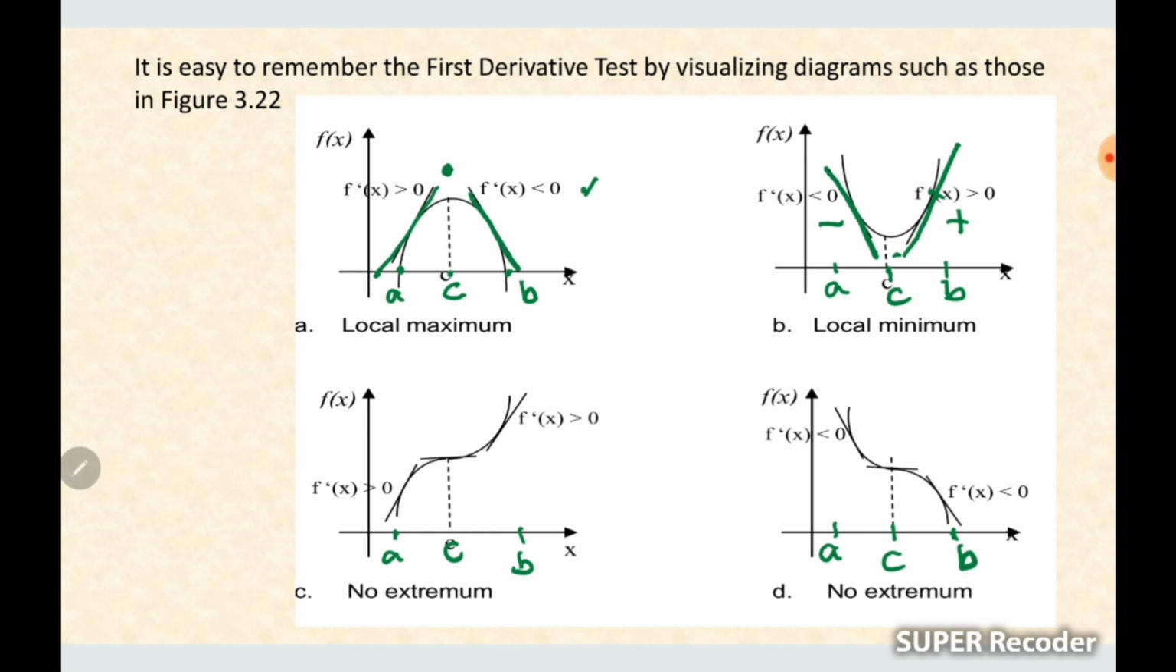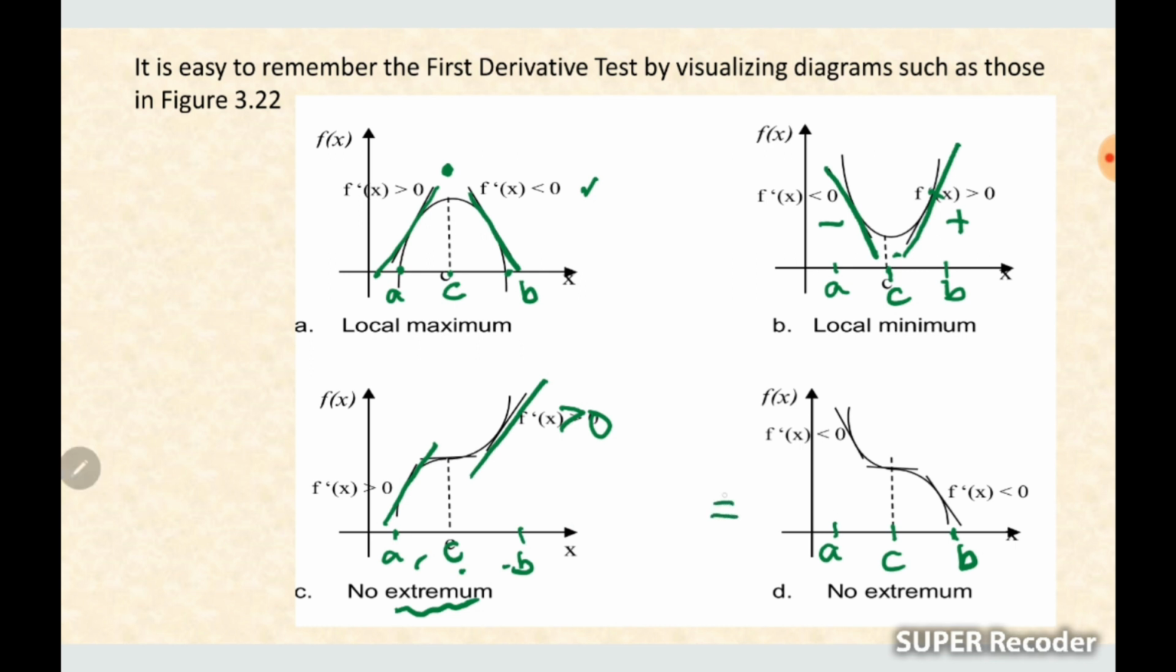But if f prime x is positive from point A to C, and from point C to B f prime x is still positive, we can conclude that there is no extremum. Extremum means either maximum or minimum, so there is no maximum or minimum here because the sign of f prime x does not change.